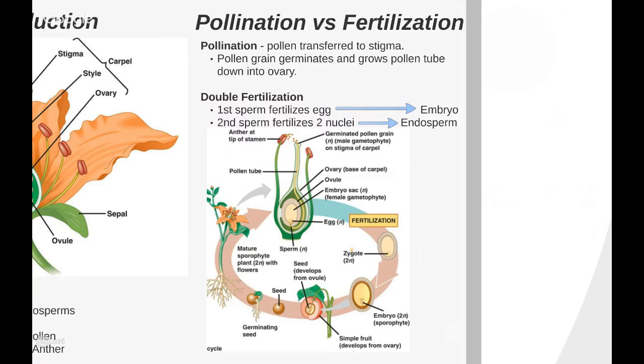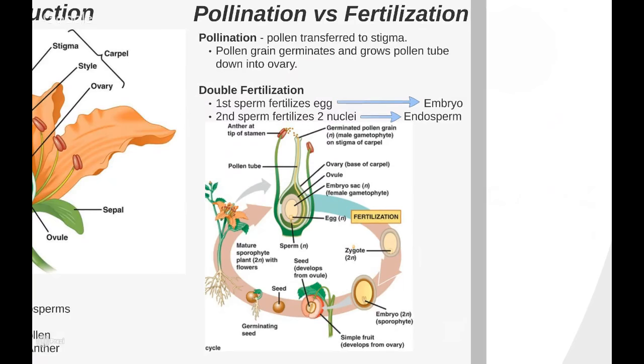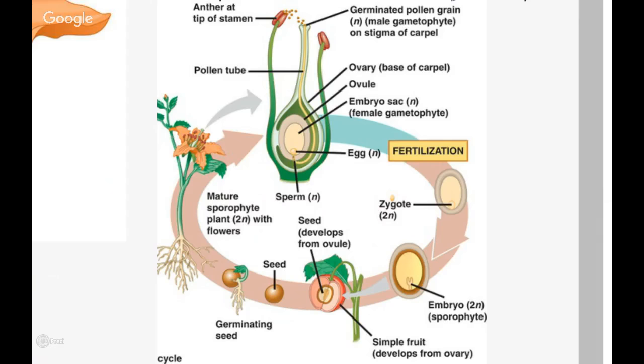So it's important to know the functions of double fertilization and why it's such an important advantage to flowering plants. So again, there's a general life cycle of a flowering plant. Again, the importance is that idea of double fertilization.